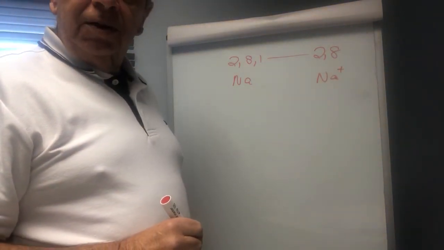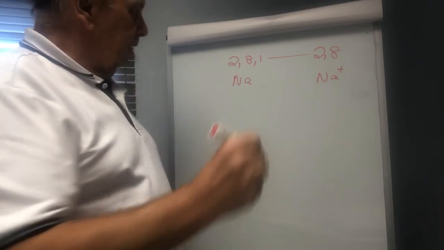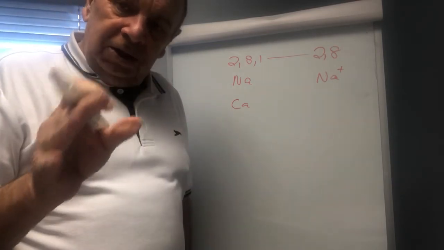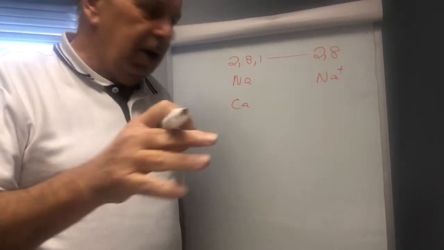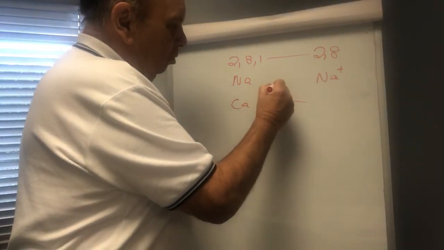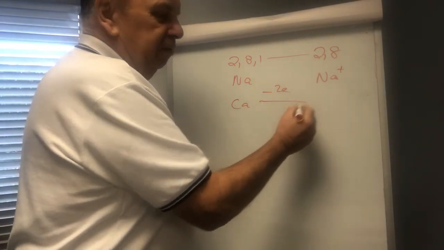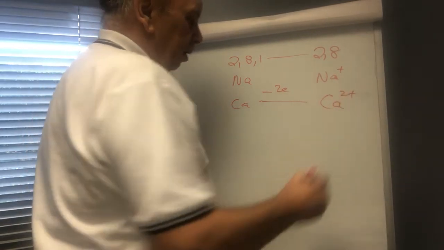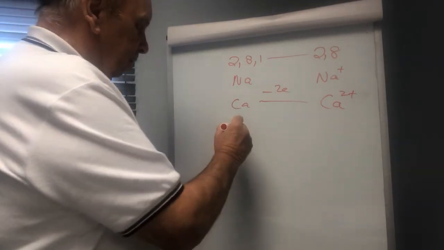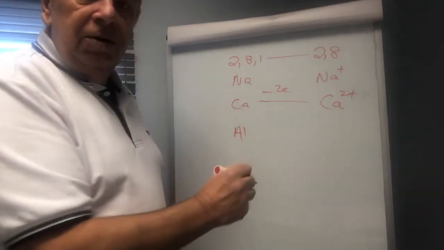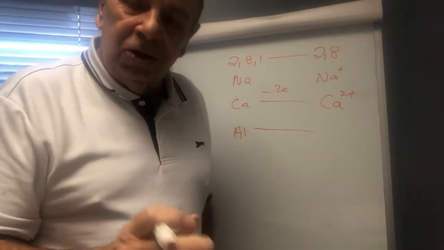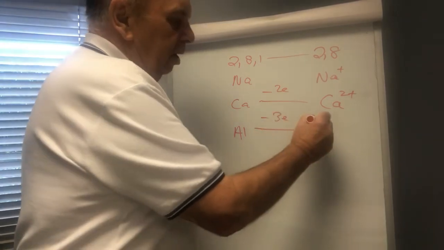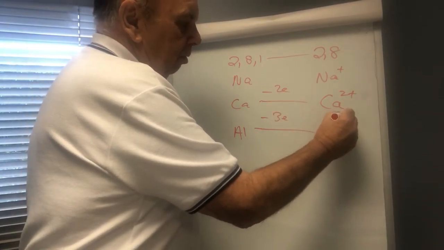If I took something like calcium, it's found in group 2 because it contains 2 electrons in the outer shell. So if it loses 2 electrons, it would form an ion of Ca2+. Aluminium next. Aluminium found in group 3. Why? Because it's got 3 electrons in the outer shell. It loses 3 electrons and would form Al3+.